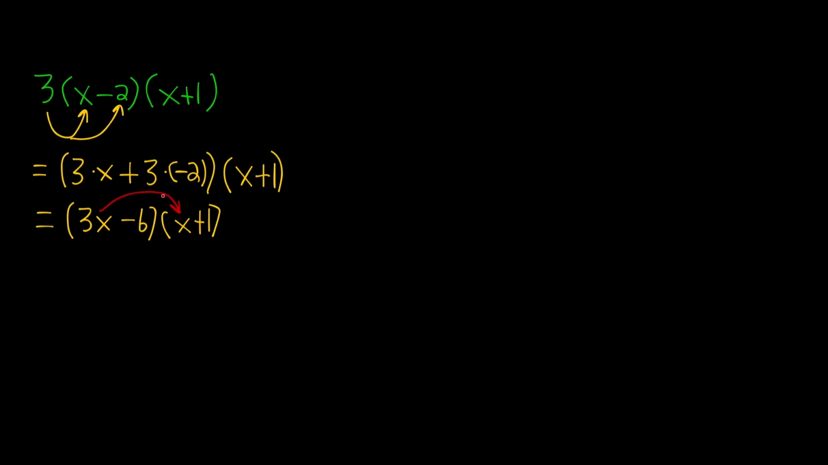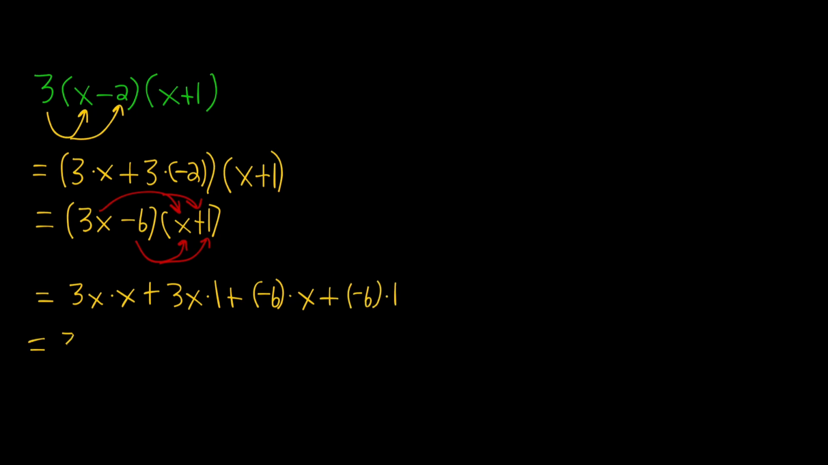So we're going to go firsts, outsides, insides, and lasts, which here that's going to give me 3x times x plus 3x times 1 plus negative 6 times x plus negative 6 times 1, or 3x squared plus 3x minus 6x minus 6. Now the final step here is to combine our like terms, which is going to give me 3x squared minus 3x minus 6 as my final answer.